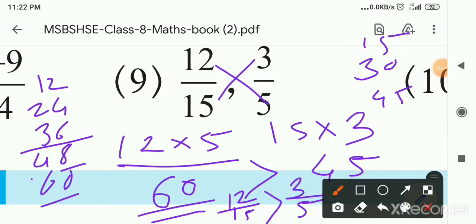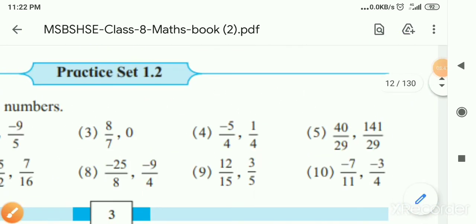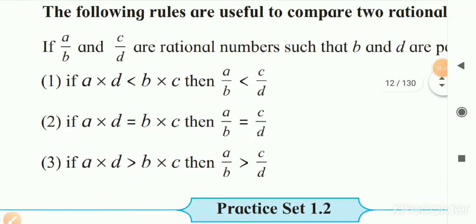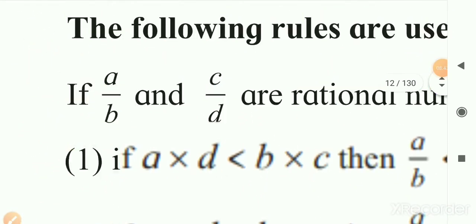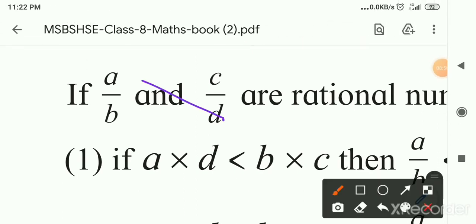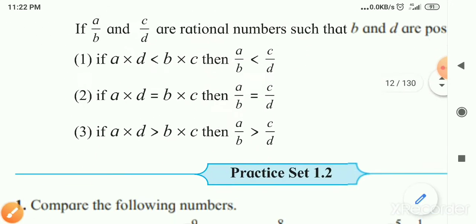In this way also we can compare the fractions. So these rules we use here and we solve the example. From this rule, what we are understanding is that we have to multiply the first number's numerator and the second number's denominator, and the first number's denominator with the second number's numerator. Whichever multiplication is greater, we have to note that down, and that side is the greater fraction.